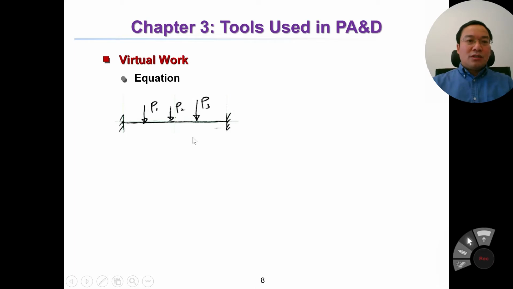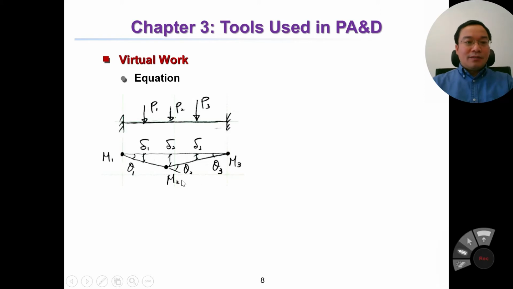concentrated loads. Let's say P1, P2, and P3. And we can assume a mechanism like this. So we assume the plastic hinges here and here and here, M1, M2, and M3. Because plastic hinges occur, M1 equals Mp, M2 equals Mp, and M3 equals Mp.